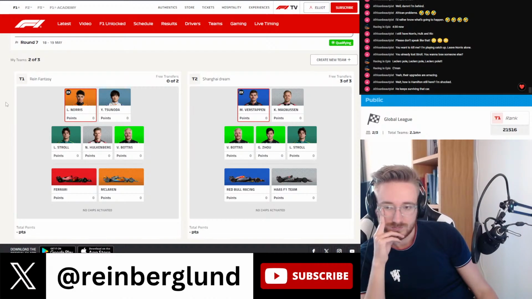Damn. Tsunoda was faster at sector 1. Ooh, Sainz is 5/10 behind. Leclerc fastest in mid sector, but it's not that much. It's not by enough. Ricciardo puts it P8.